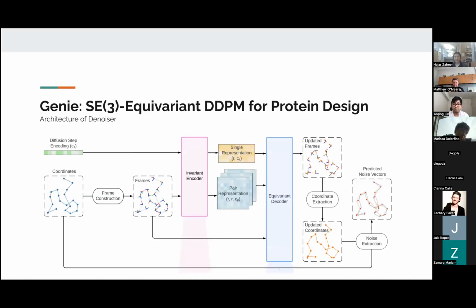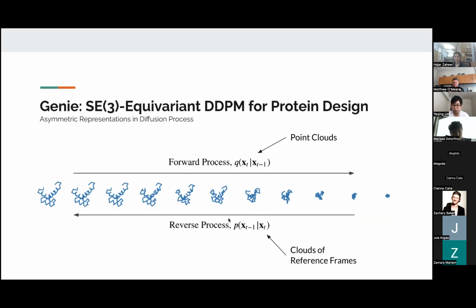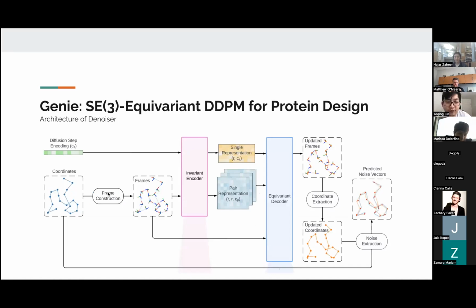Everything boils down to the denoiser, which works with the reverse process, how you actually remove noise at each time step. This is the architecture of the model. We start with the coordinate xt and also the diffusion time step t, where we use a sinusoidal encoding of the diffusion time step, named Cs. Then, given the coordinate xt, we do frame construction using the Frenet-Serret frame construction process to construct those frames.